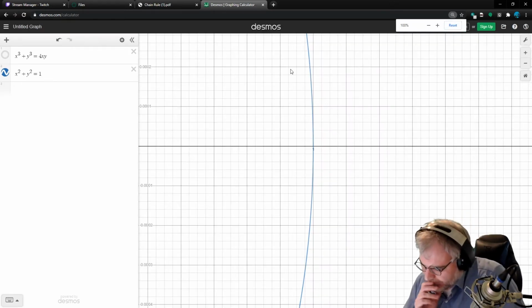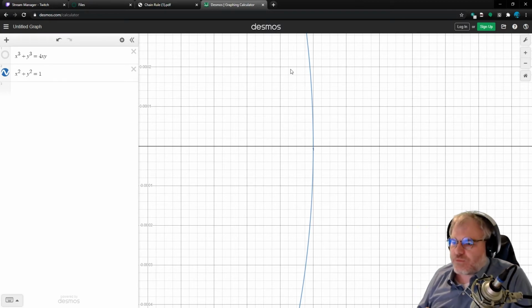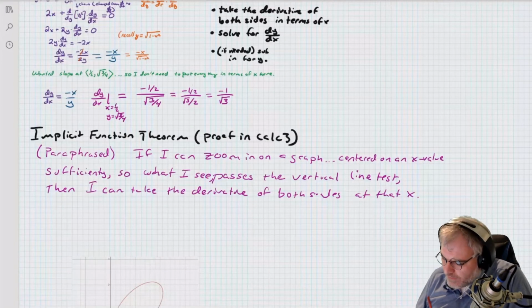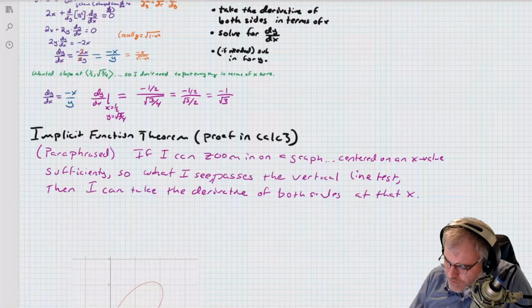Okay. Now, the other part of this is to remember the chain rule. The other thing that's hard about this is remembering the chain rule.